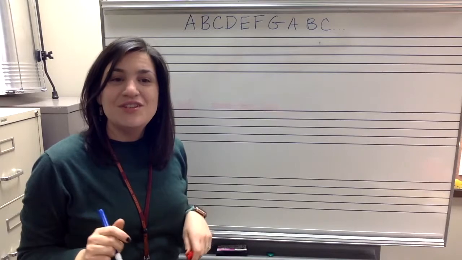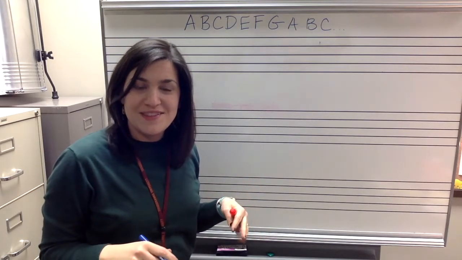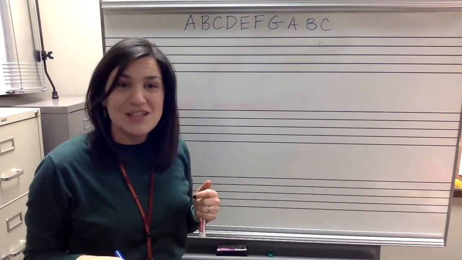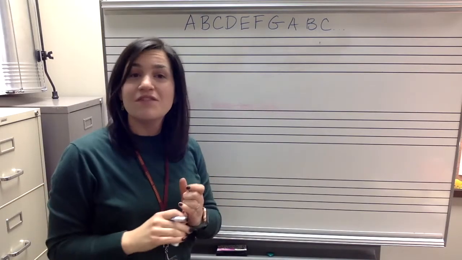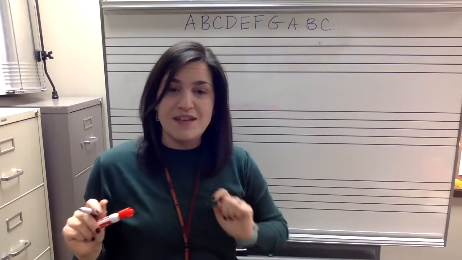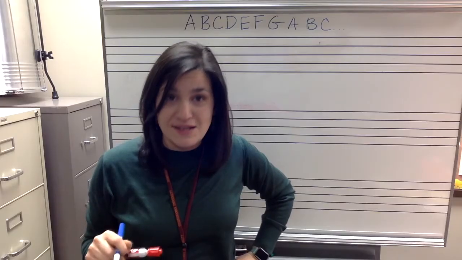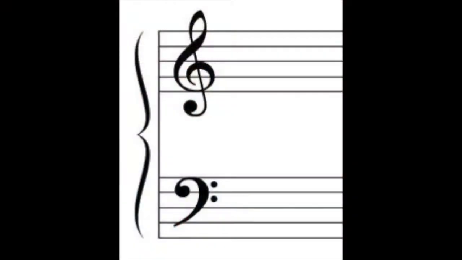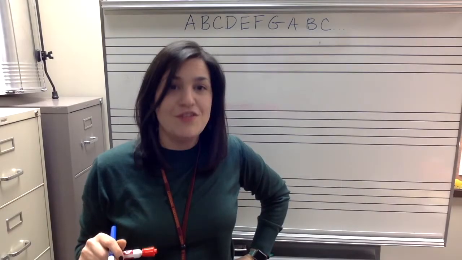Now, to know where our notes are on the staff, we need to look at the clef. There are a couple different kinds of clefs. Some of the most common ones you may have seen might be the treble clef or the bass clef. If you play the piano, you see these clefs connected in a grand staff. Today we are going to focus on the treble clef.